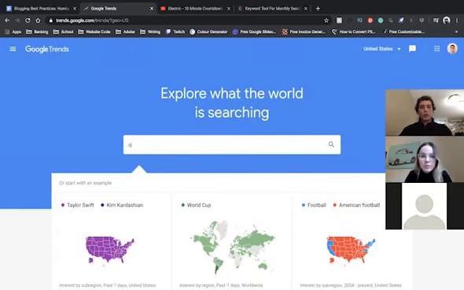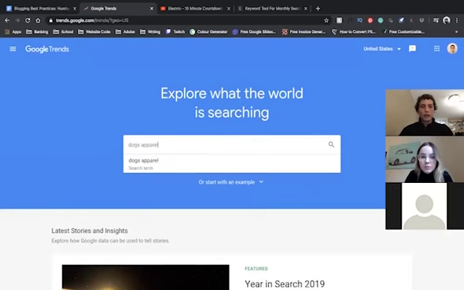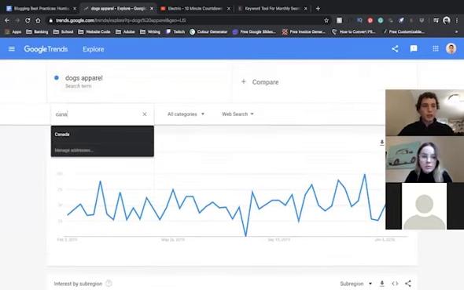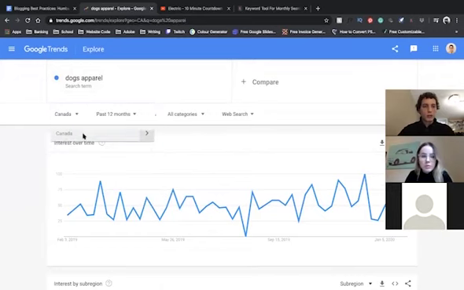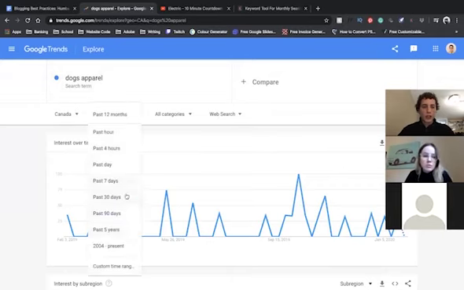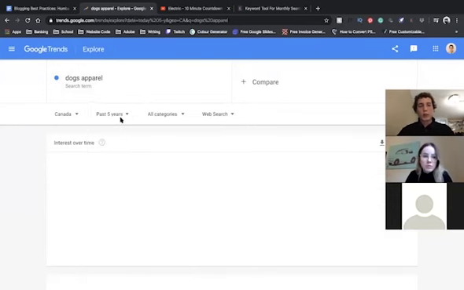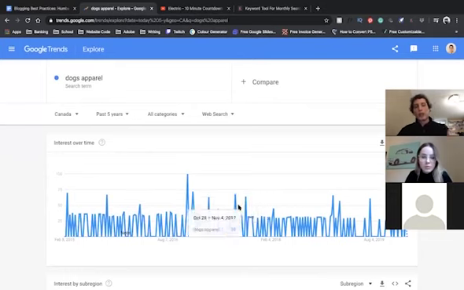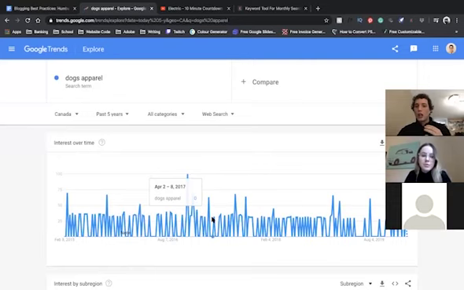So let's put in dogs apparel. You're going to want to switch this to Canada. Make sure. So you can change the country right in this left corner here. And then you can change the date range as well. I'll usually check out the past 12 months, the past 5 years, just to see if there's any growth in this word for searches. And as you can see with this word, it's been pretty steady. It's not growing, it's not moving, it's just a pretty steady keyword.